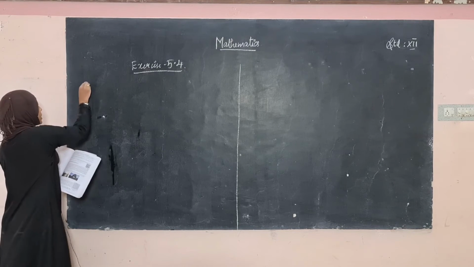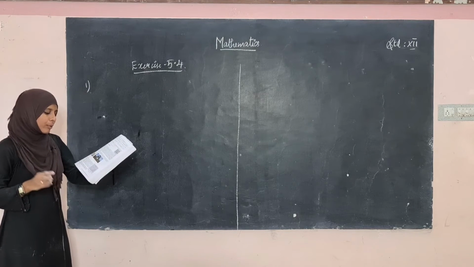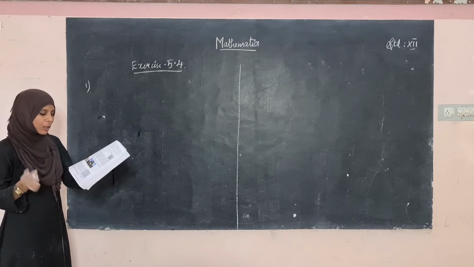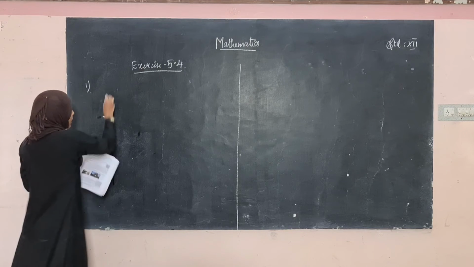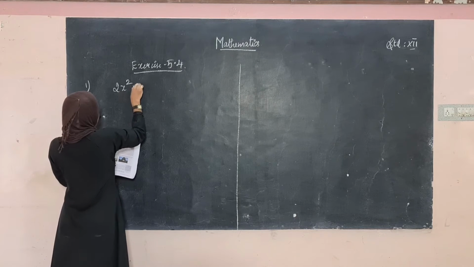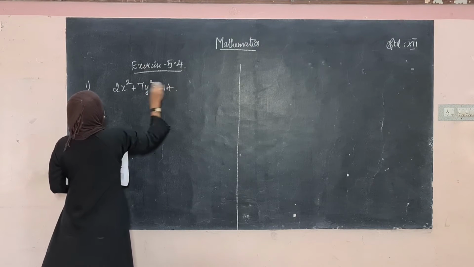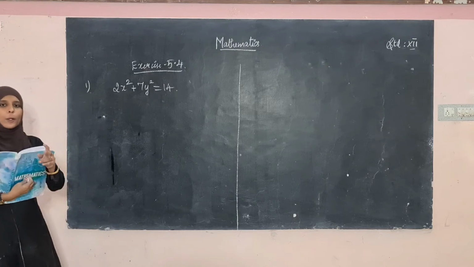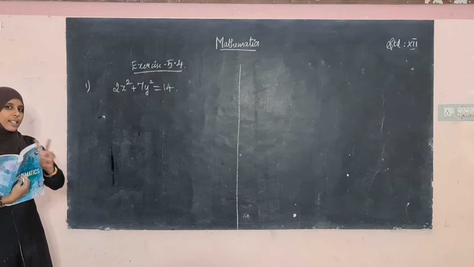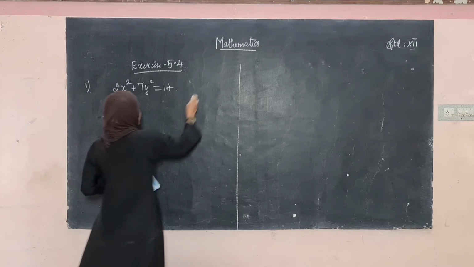Okay, see the first question. Find the equations of the two tangents that can be drawn from the point they have given us, (5, 2), to the ellipse. The ellipse equation is 2x squared plus 7y squared equal to 14. So to this ellipse, from a point they have drawn two tangents, so we have to find the equation of that tangent. The point given is (5, 2).